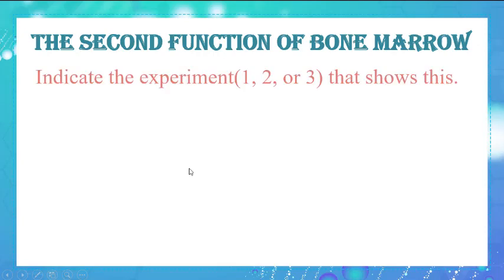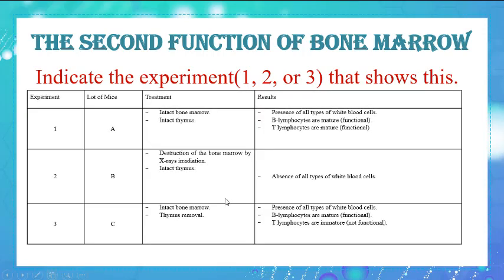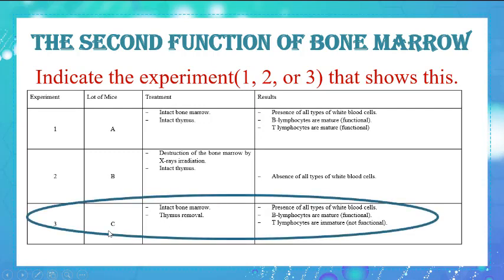Then, what's the second function of the bone marrow? Let's indicate which experiment, 1, 2, or 3, shows the function of bone marrow. Excellent! In experiment 3, when the thymus was removed while the bone marrow was intact, B lymphocytes were mature, which means that the bone marrow is responsible for the maturation of B lymphocytes and not the thymus.